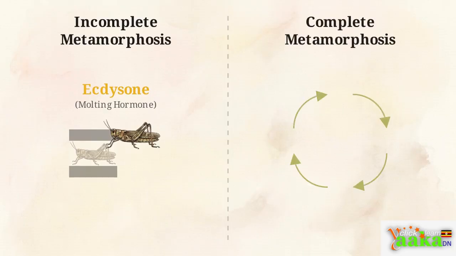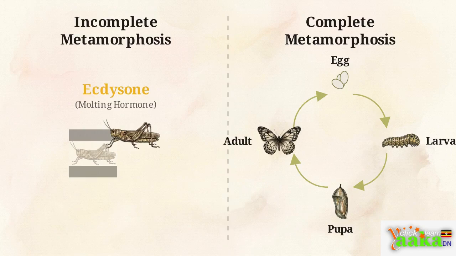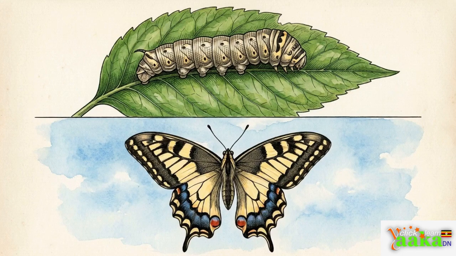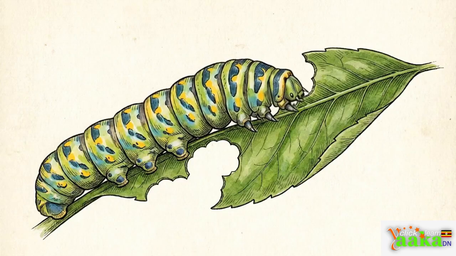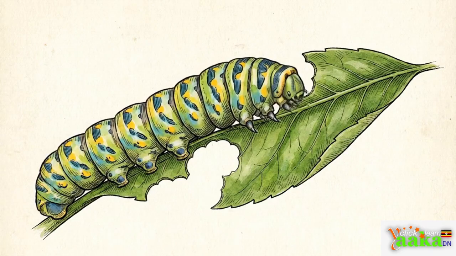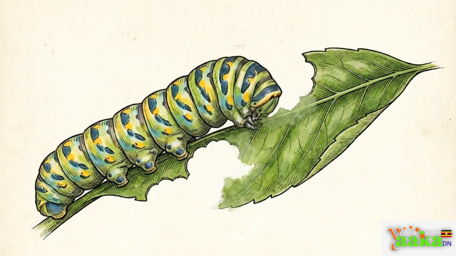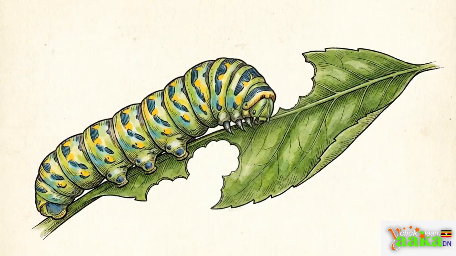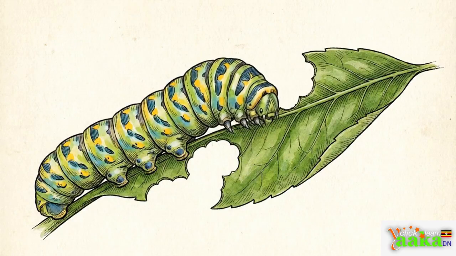Contrast this with complete metamorphosis on the right, mapped out in a 4-stage cycle, utilized by mosquitoes and butterflies. Complete metamorphosis establishes distinct life stages, assigning a completely separate biological job to each. The larval stage is exclusively a feeding machine. It operates with a simple tubular body plan designed strictly to consume nutrients and accumulate raw mass.